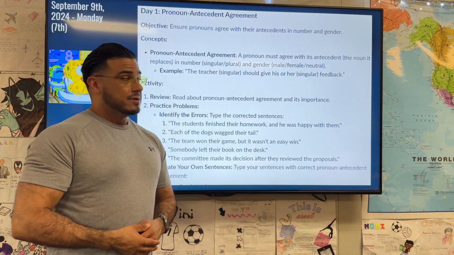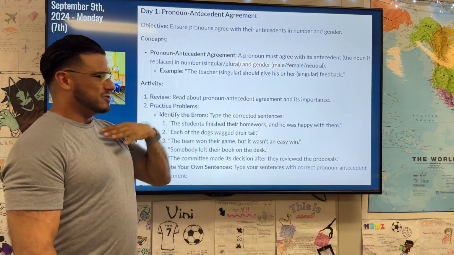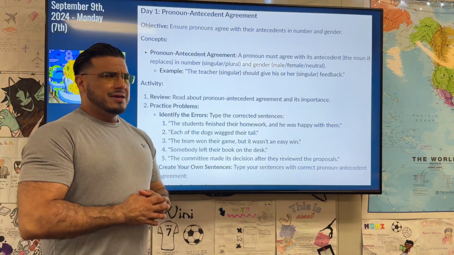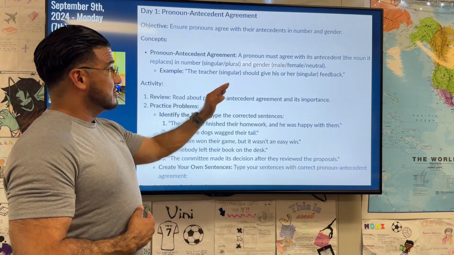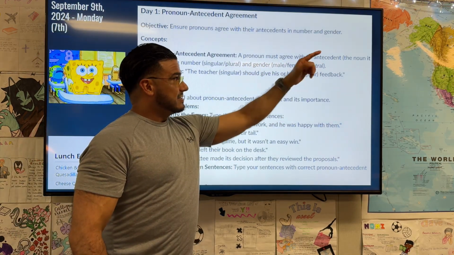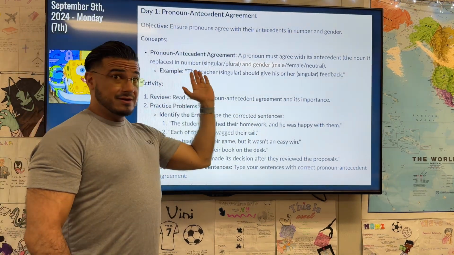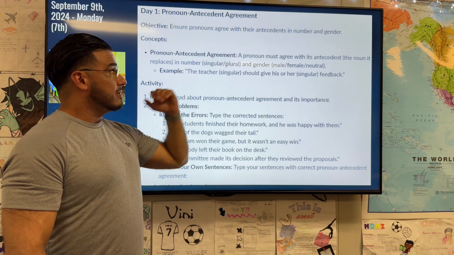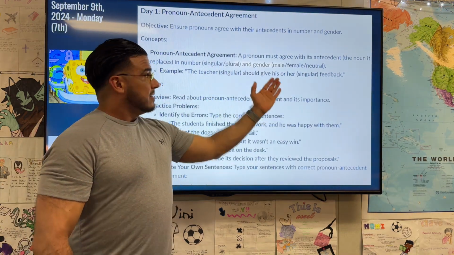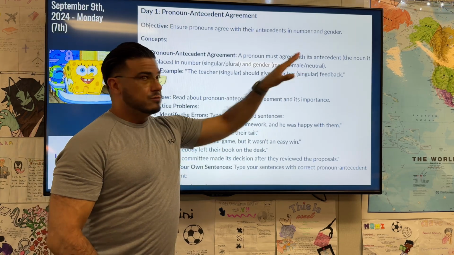formally replaced by a pronoun. All right, we're going to go ahead and dig more specifically into what this means, which is kind of what I went over roughly, but more formally, I'm going to read the definition: a pronoun must agree with its antecedent, which again is the noun that it replaces, in both number, whether it's singular or plural, and in gender, male or female, or more often, if it's an object, considered neutral.